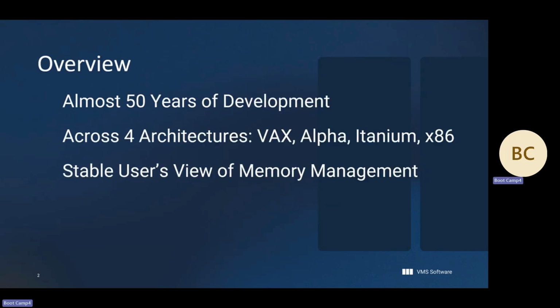So VMS has had almost 50 years of development, and it's fit on 4 architectures: VAX, Alpha, Itanium, and x86. Across that whole period of time, the user's view of memory management has stayed remarkably stable, which is a testament to the smarts of the original developers and the smarts of the people who have maintained it. And it's one of the reasons why people can run their applications after all this time.